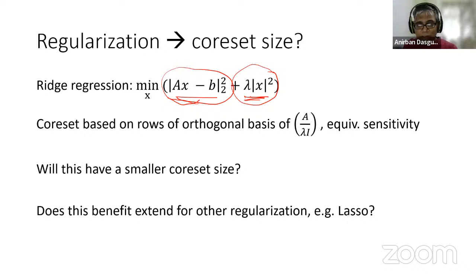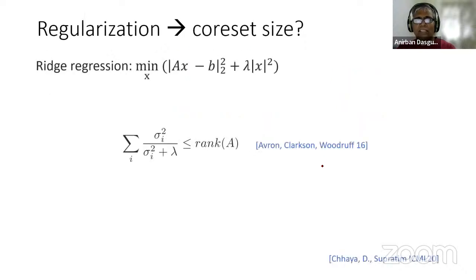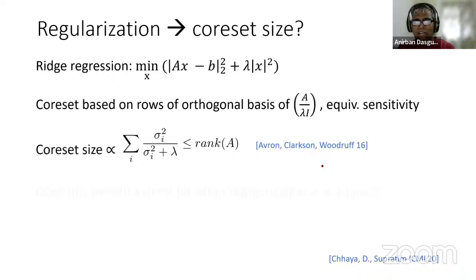However, how about for lasso, right? Lasso is another regularizer, which is basically lambda times the L1 norm of x. This also has the same intuition, right? Because we are believing in this kind of a prior, and then we're giving some weight to this. So does the coreset size reduce? Very interestingly, it does not.